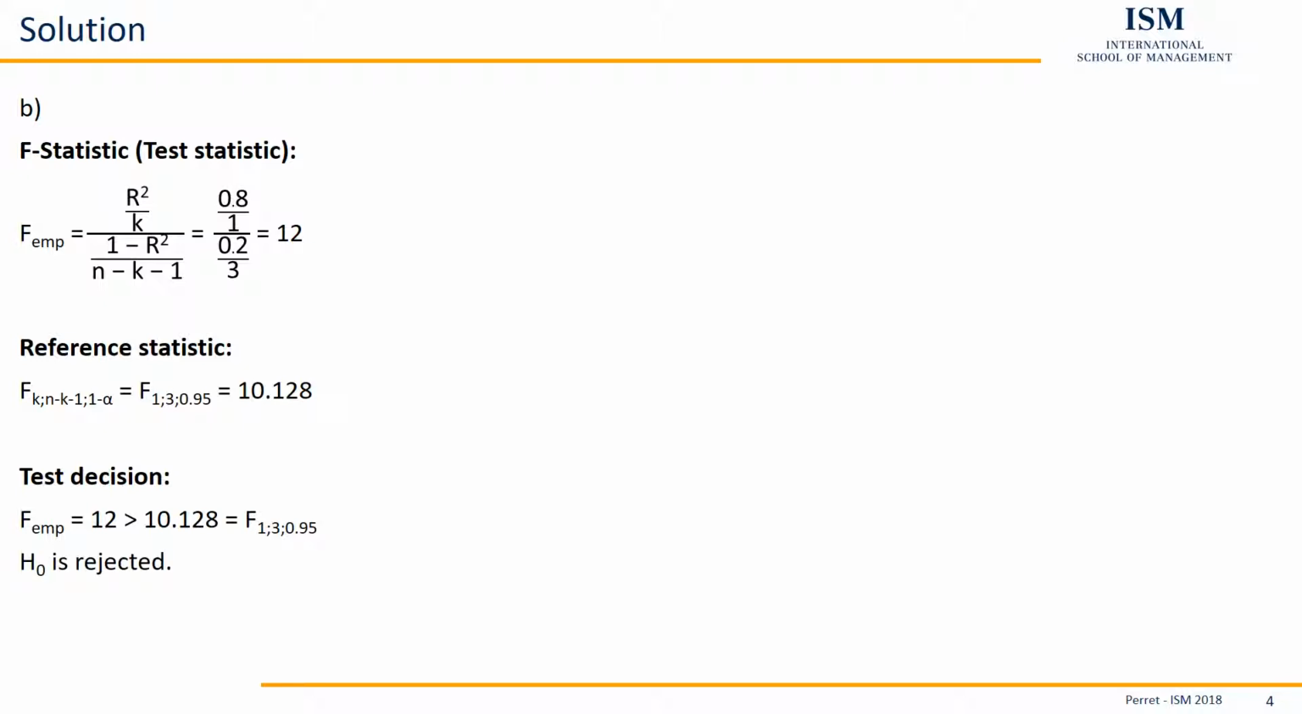The H0 hypothesis here is that the model we just determined in A has no significant explanatory power. Or in other words, all the coefficients at once are equal to 0. So here, if it's rejected, we know the model has significant explanatory power.